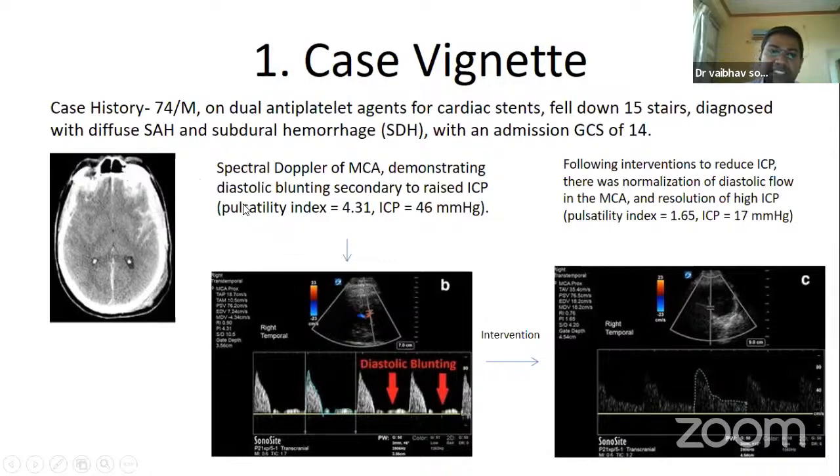Simultaneously, we performed the TCD in this patient, which shows the spectral Doppler of the MCA, demonstrating diastolic blunting secondary to the raised ICP, with a pulsatility index of 4.31, which is way high, and the ICP was found to be 46 mm of Hg. Following intervention to reduce the ICP in the form of decompressive craniotomy and some osmotic agents, there was normalization of the diastolic flow in the MCA and resolution of the high ICP, with a pulsatility index of 1.65, and ICP came down to 17 mm of Hg.